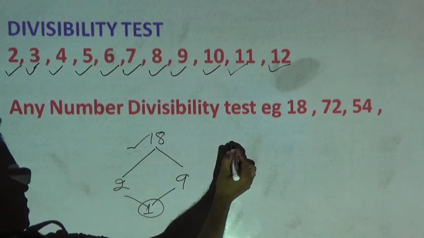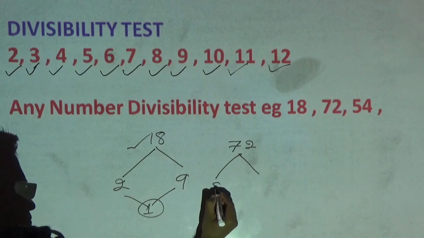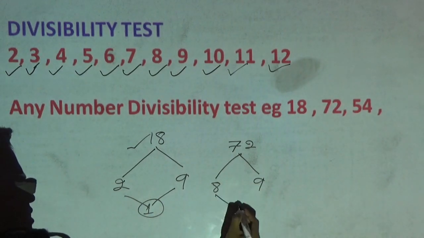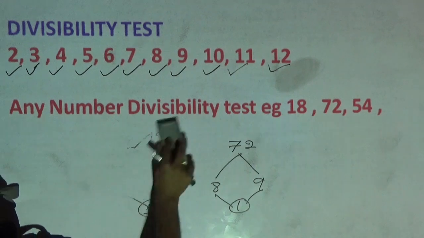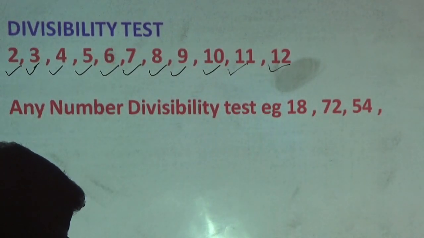Similarly, for 72, what should be your answer? 8 and 9. 8 9s are 72 and their HCF is 1. Similarly, you find the factors for 54. So this completes the divisibility test.